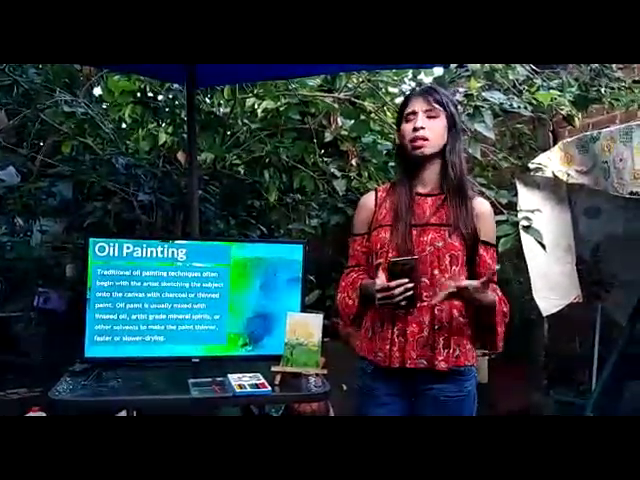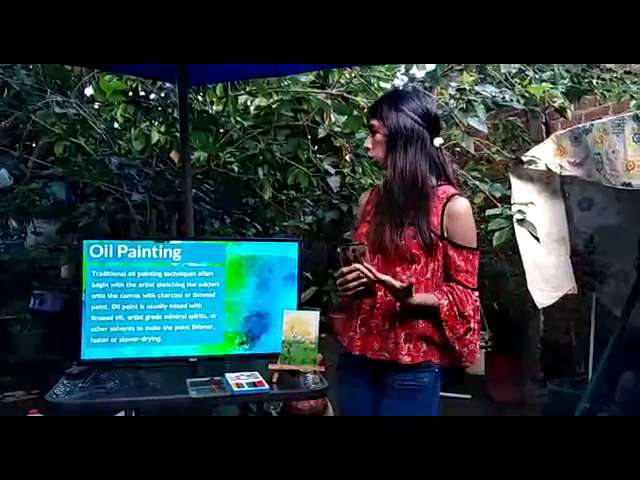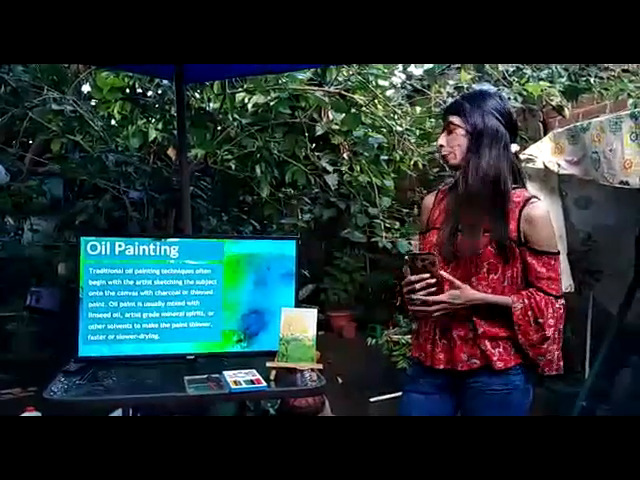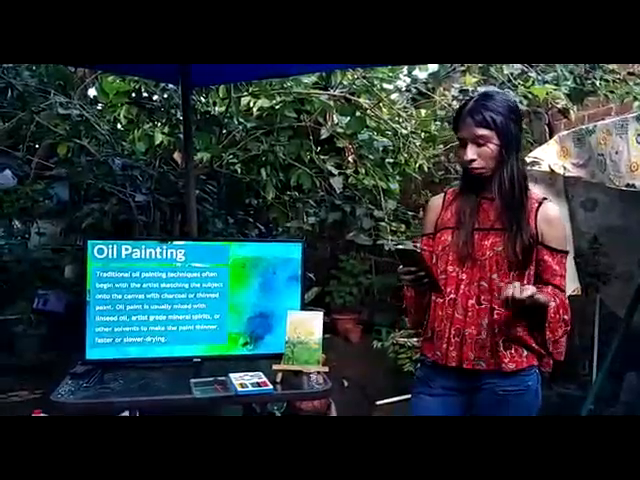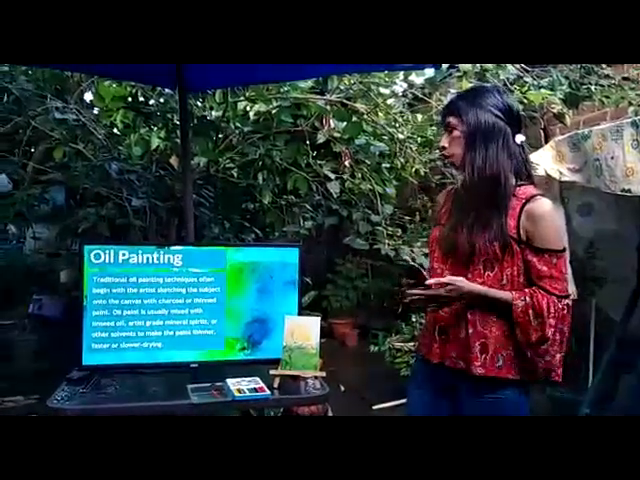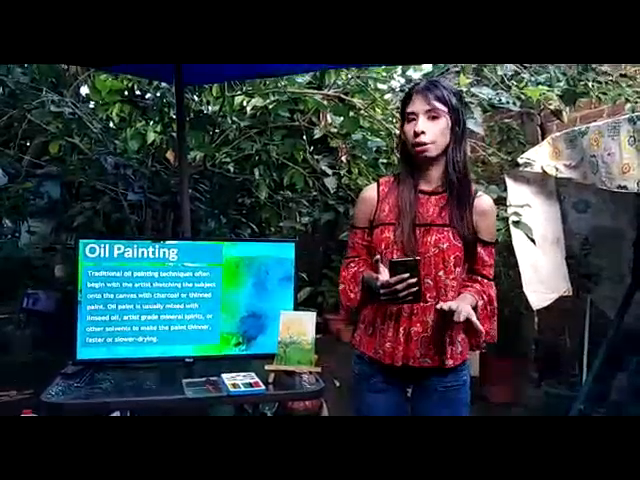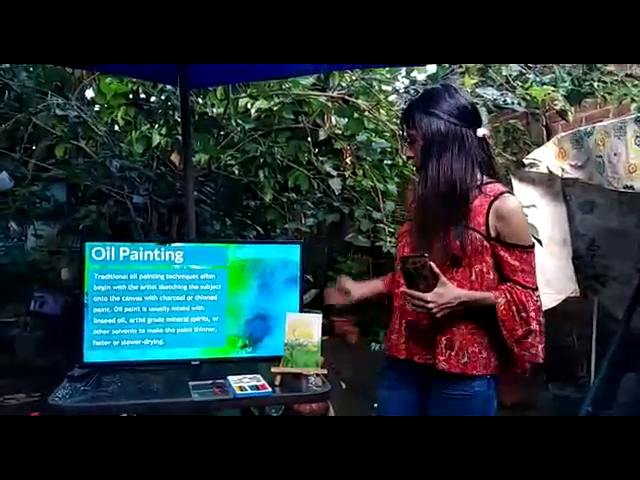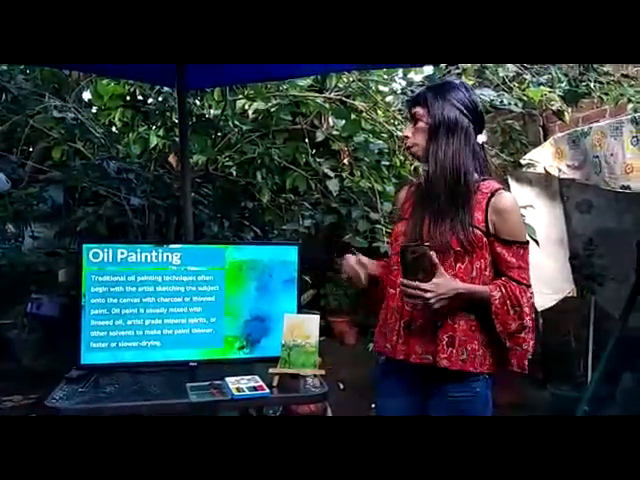Oil painting. What's oil painting? Traditional oil painting techniques often begin with the artist sketching the subject onto the canvas with charcoal or thin paint. Oil paint is usually mixed with linseed oil, artist grade mineral spirits, or other solvents to make the paint thinner, faster, or slower drying.